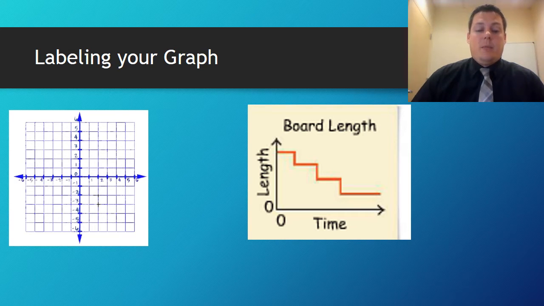Now we're going to talk about labeling your graph. So make sure that you understand when you're making a coordinate plane, you should always have arrows at the end of your lines because that tells us that the line continues going on and on forever. So that is pretty important. The other thing you want to do is make sure you label your axes. So we have y and x.